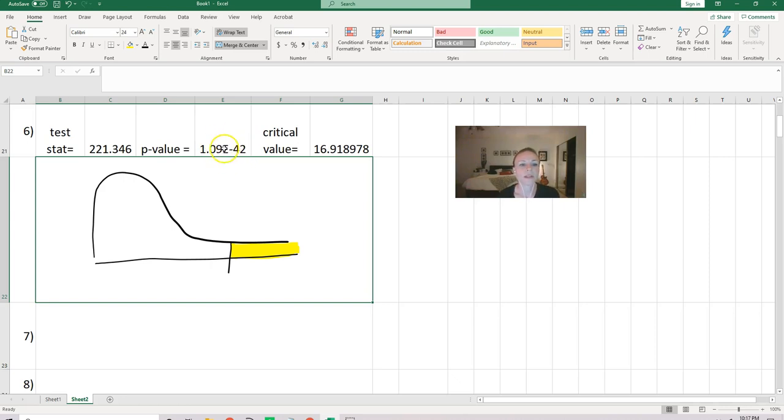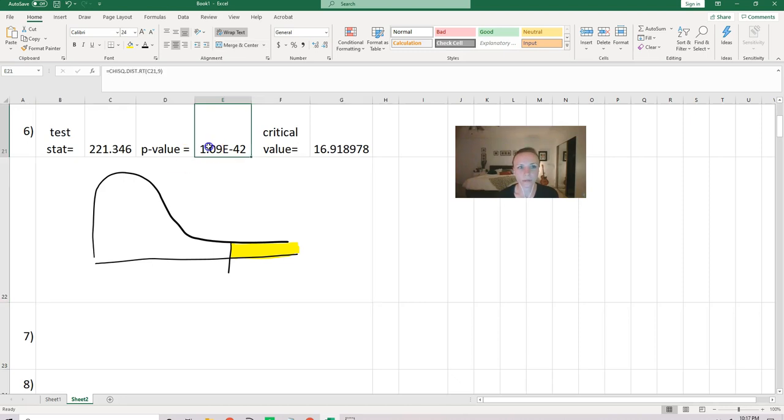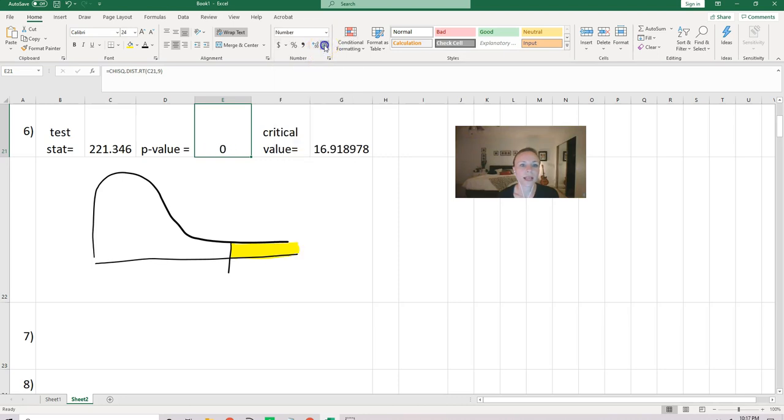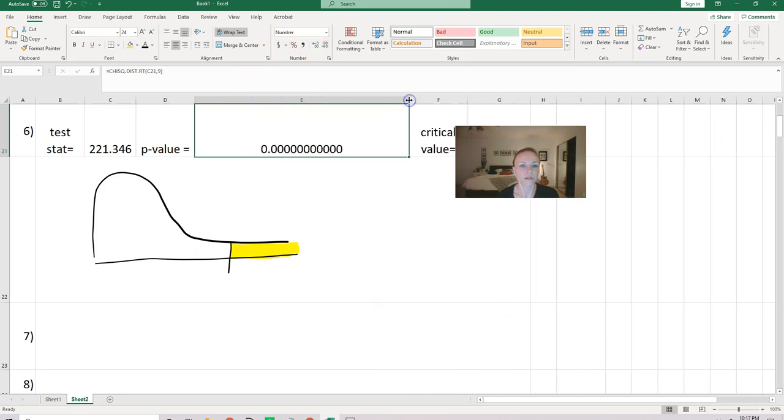Remember, the E minus 42 is scientific notation. So this is essentially saying that there are 42, or actually 41 zeros in front of this one. So it is a ridiculously tiny number. We might as well round it to 0. So in fact, if we change it to a number and add digits to our heart's desire, we would see that it's just zeros.